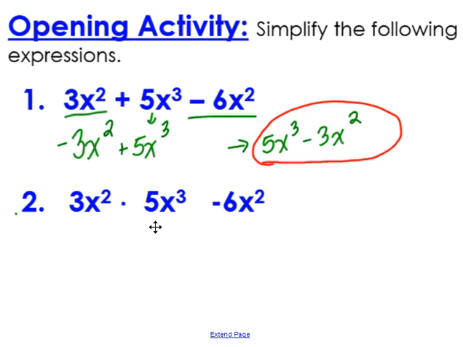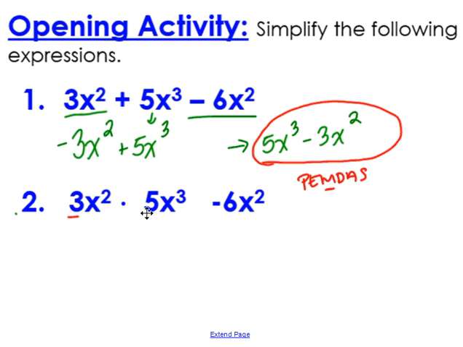Now, when you look at this one, this is a multiplication symbol, not addition and subtraction. So if you remember back to your order of operations, there aren't any parentheses, there aren't any exponents, but I do have multiplication, and that comes before adding and subtracting. So what I'm going to do is multiply these two terms together. Well, think back to your multiplication rules of exponents.